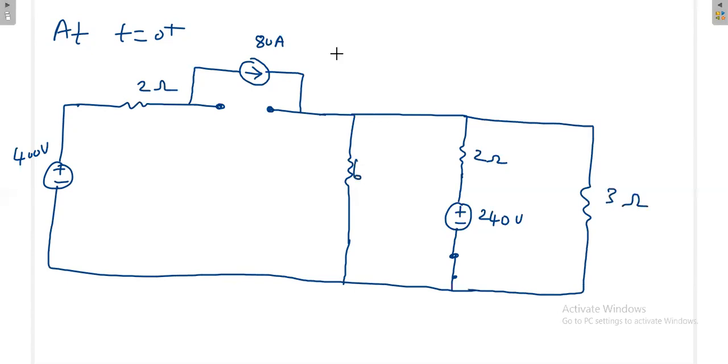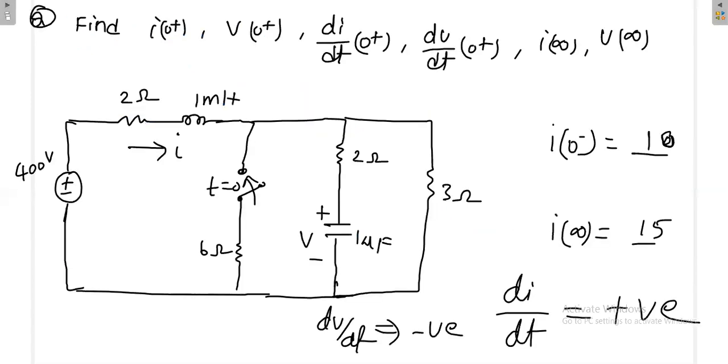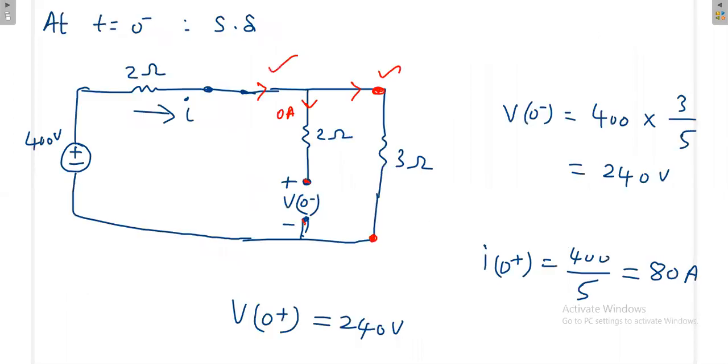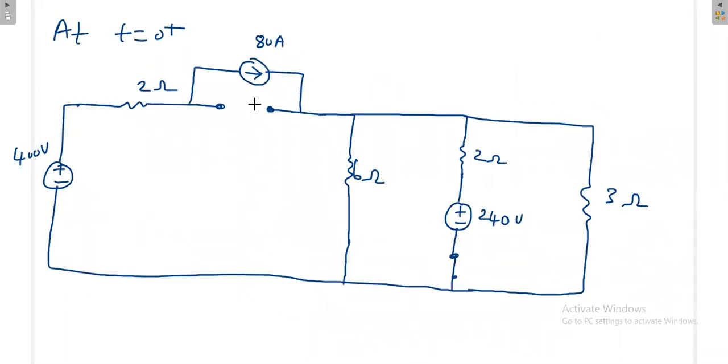Now what we have to find out finally. Anyway, we find out the I0 plus, V0 plus. Next we have to find out di by dt. Where will I get di by dt? I will get di by dt here because this is the inductor. The voltage across the inductor V is equal to L di by dt.